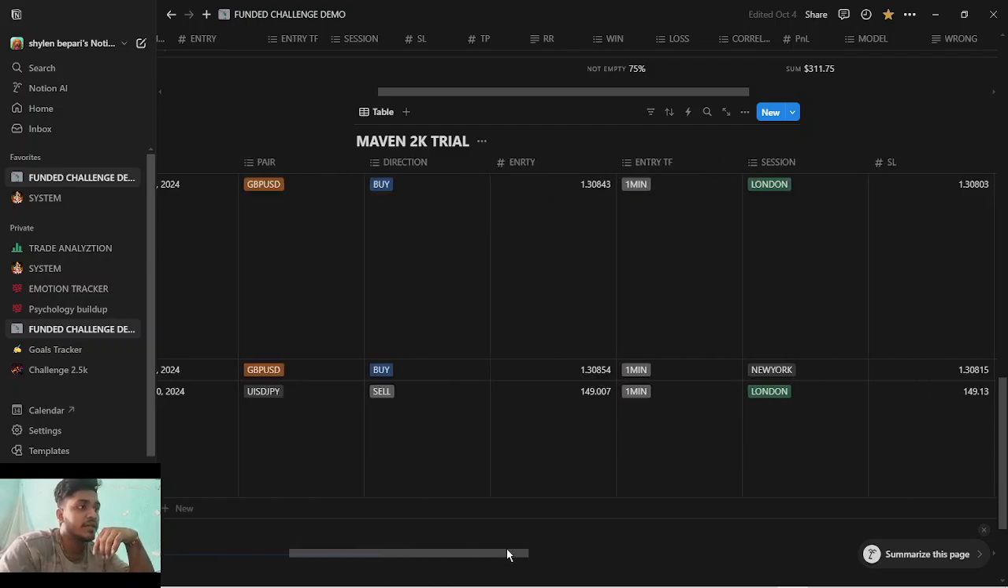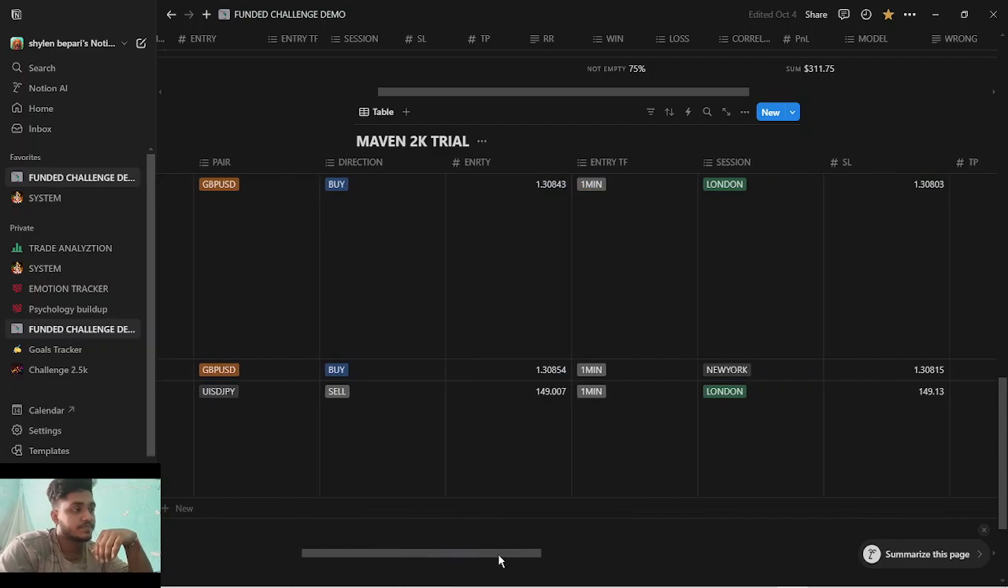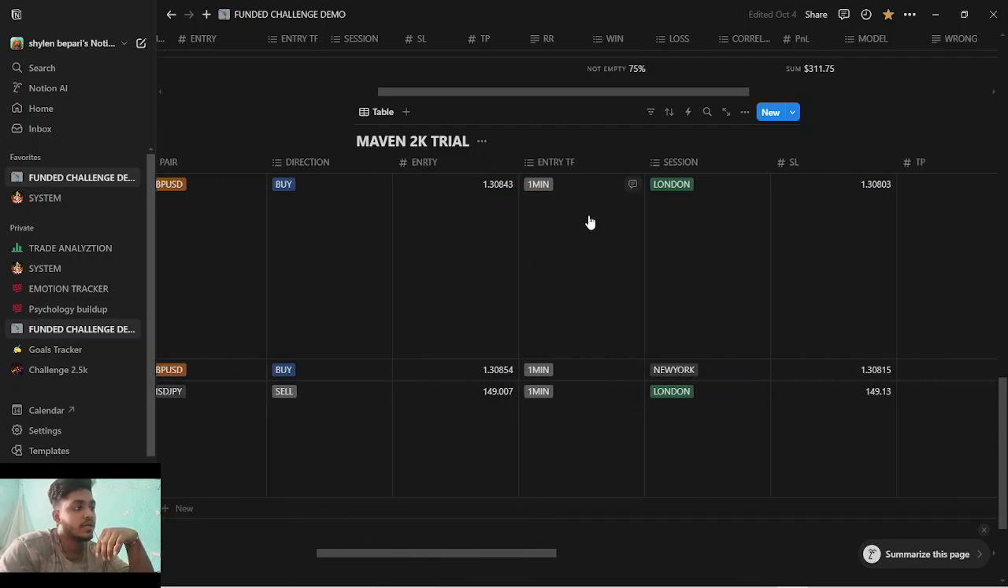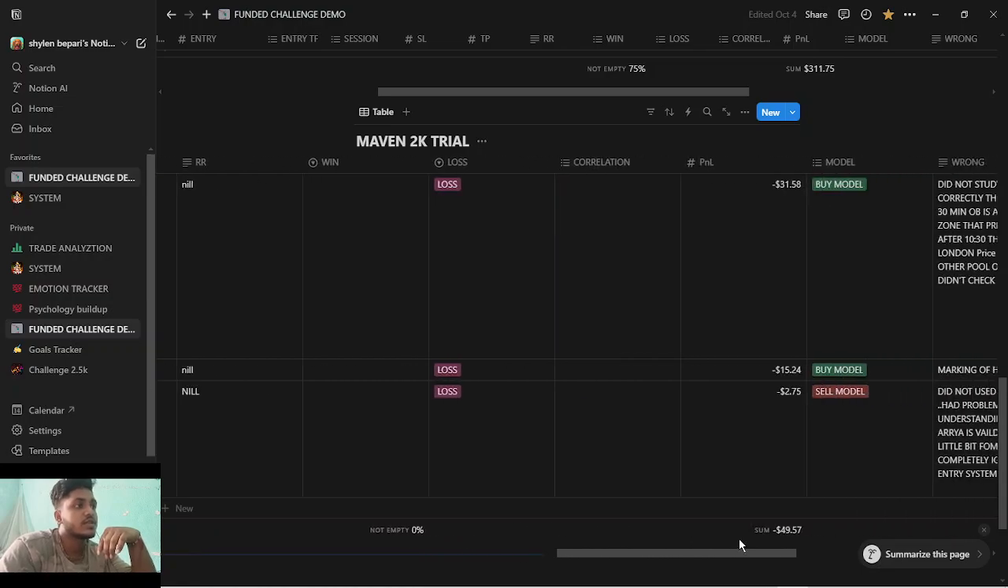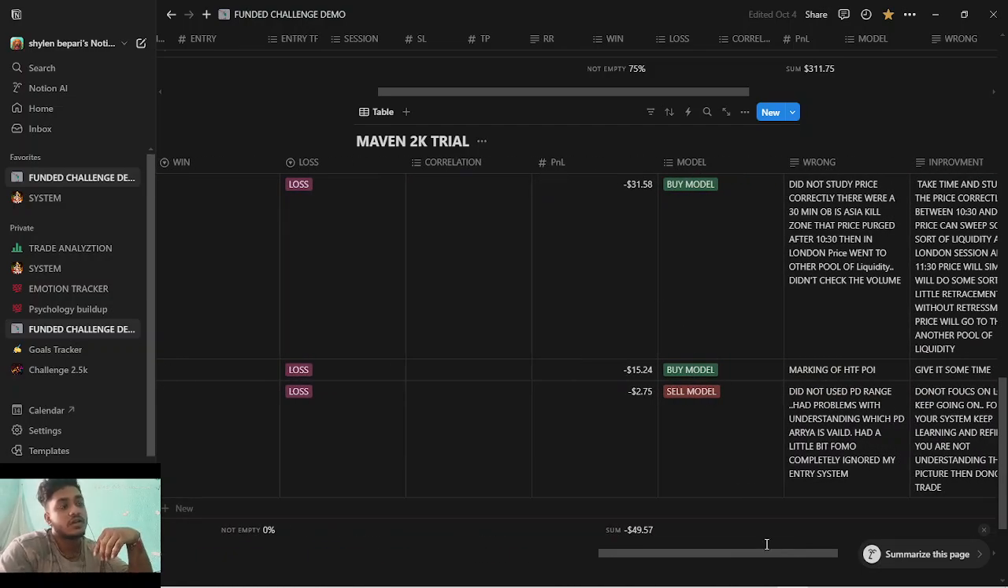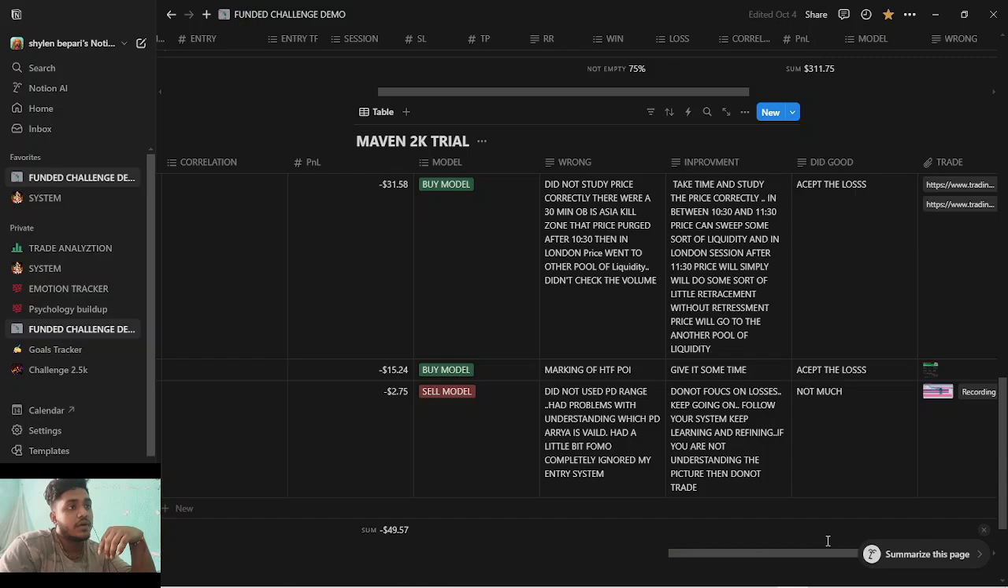We took a buy and we had a loss. We entered on the 1 minute time frame, London session. The reason for our loss was pretty simple: I didn't read the price action, what the market has done in the past. I actually didn't look at that.